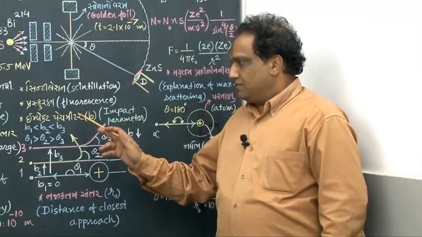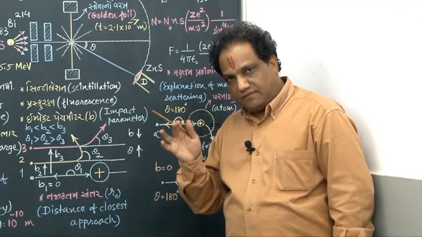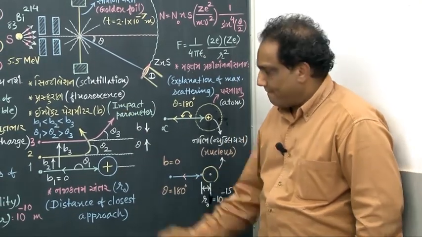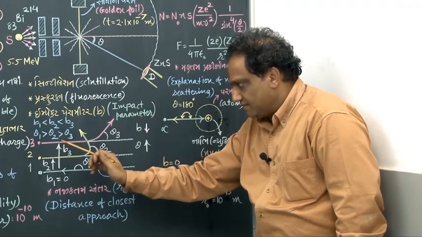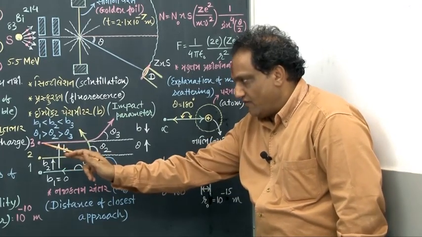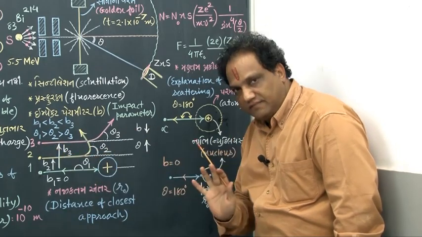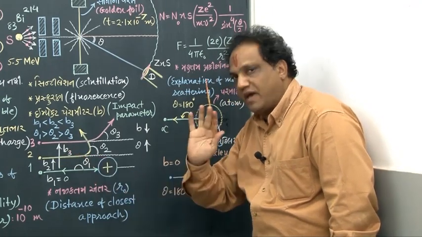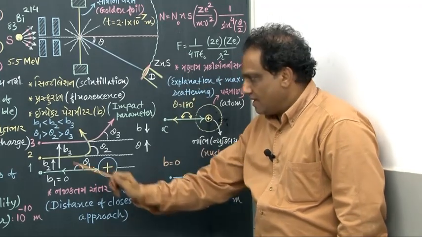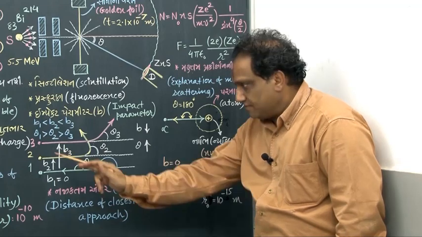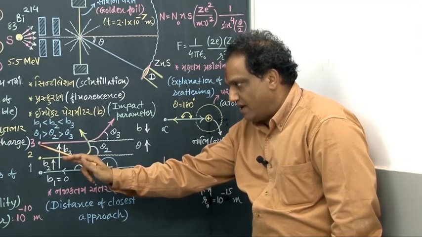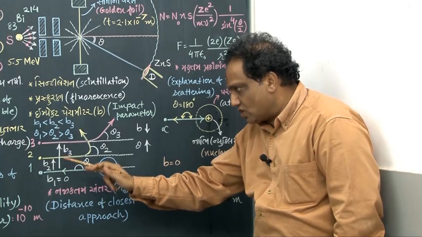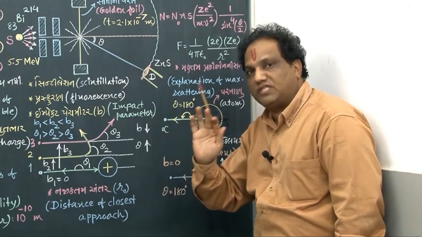Fine. Come on now, just remind me two definitions again. First of all, what is called an impact parameter? The perpendicular distance between the direction of the initial velocity of the incident alpha particle and the center of an atom is called an impact parameter. I repeat, the perpendicular distance between the direction of initial velocity of the alpha particle made incident on an atom and the center of that atom is called an impact parameter, shown by the symbol small b.